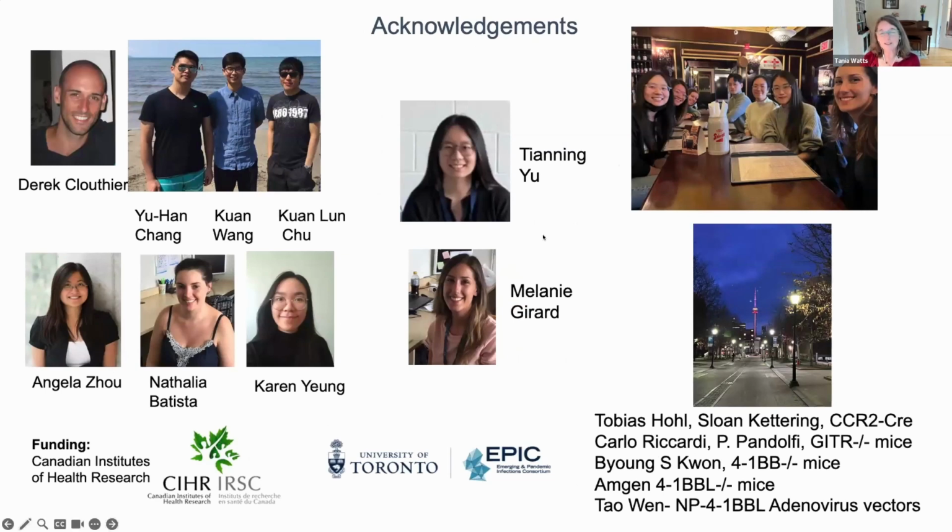And I didn't have a chance to tell you about our tumor models, where we also think monocyte-derived cells are important in the tumor if you treat the tumor with a STING agonist to induce type 1 interferon. And many people have given us mice, and I'd like to also thank the CIHR for funding, as well as EPIC at the University of Toronto. So happy to take questions now. Thank you.